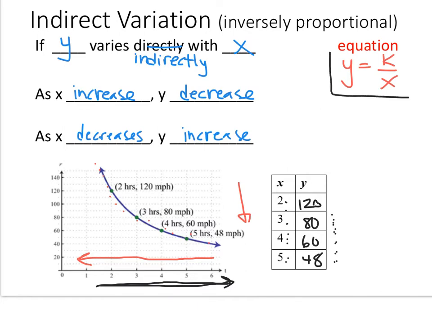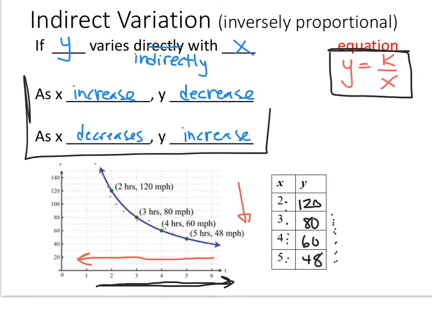We have to remember our two equations. That's kind of the big thing that we're looking at, as well as what's actually happening. So as x increases, what does y do? As x decreases, what does y do? And that will tell us whether we have a direct variation or an indirect variation.